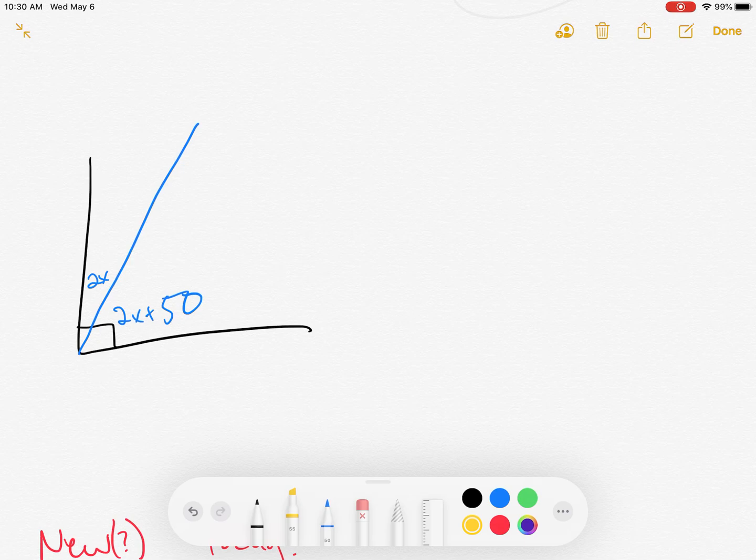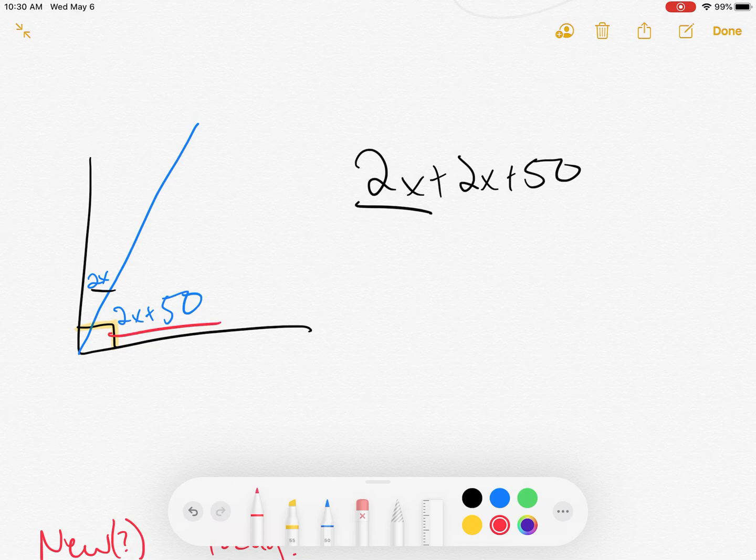Again, we can't assume there are any right angles ever, but this symbol tells us, hey, those two angles add up to 90. So we can say 2x plus 2x plus 50. Again, this is right here, this is right here. And those are complementary because they add up to 90. So 2x plus 50 equals 90.